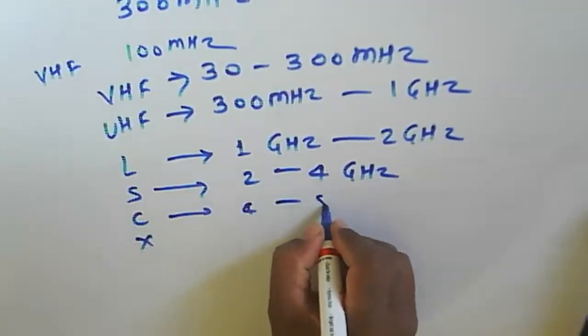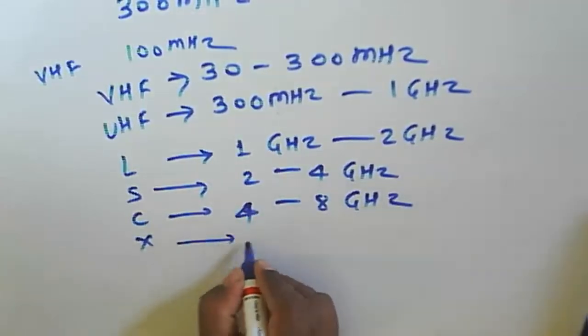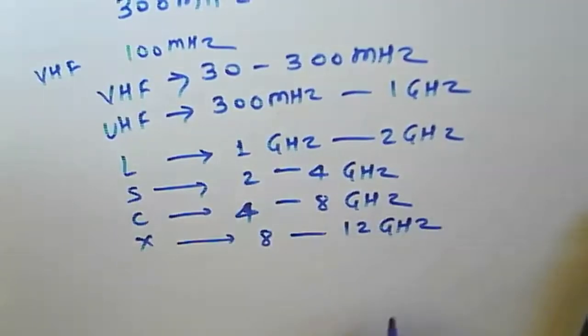Then 4 gigahertz to 8 gigahertz. Then 8 gigahertz to 12 gigahertz. So now these are the various bands. You are supposed to know what the band of a given frequency will be.